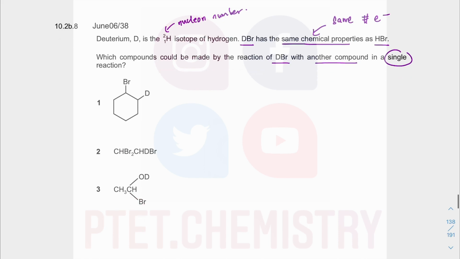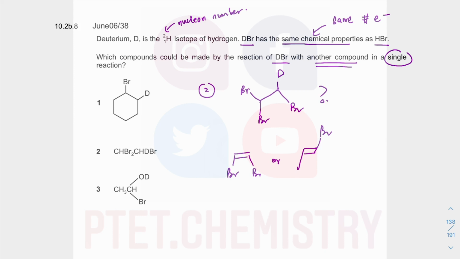Okay, just looking at option 2 first. Option 2, you have Br, CH, and then you also have Br, but what you have is D. So what can we make? It could be made by reacting DBr with another compound. I guess the key here is another compound. Well, if you have the cis or the trans, you could react that with DBr and it would lead to that. This is your classic electrophilic addition.